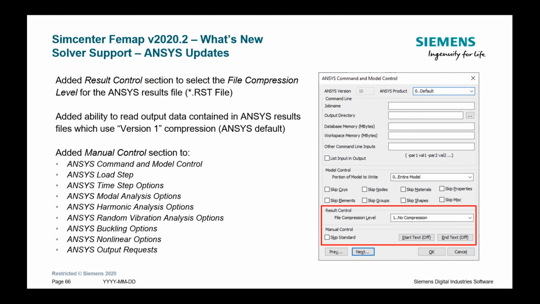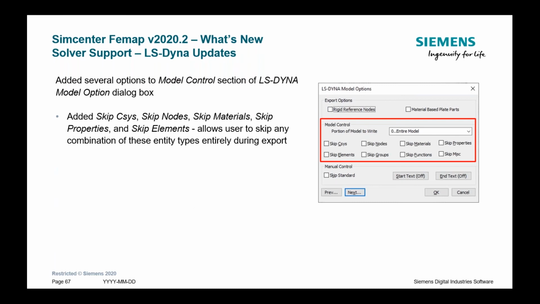And we also added a manual control section. This is the start text, end text that you've seen in our Nastran translators for a long time, to all of those different dialog boxes. For LS-DYNA, we added a very similar thing, just very similar options. Also, we added the portion of model to write. Again, that was always available in Nastran, but not a lot of the other solvers. Now it's in ANSYS and LS-DYNA as well.